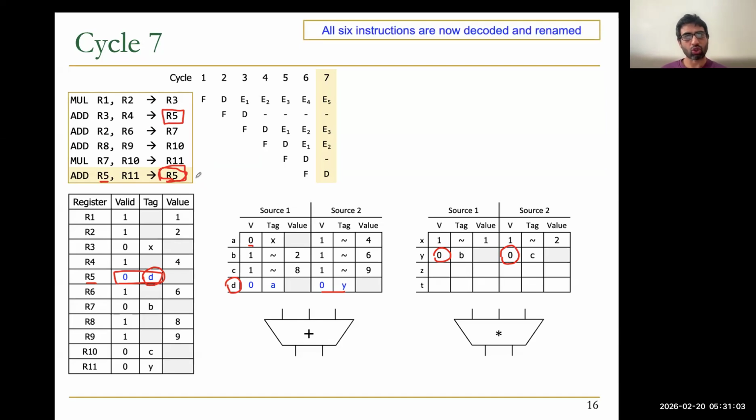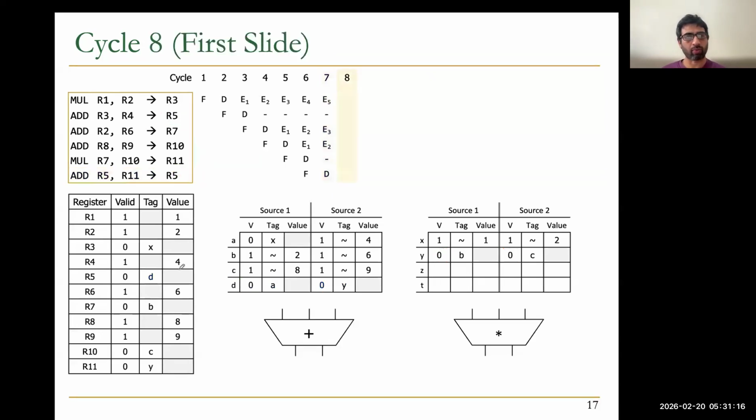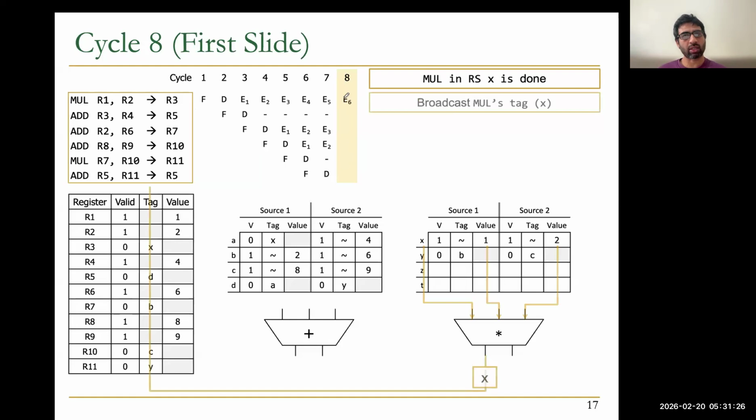So by this cycle, we have decoded all 6 instructions. Note that we renamed R5 twice. First it was renamed to tag A, and then to tag D. Now, interesting things will happen from here. In cycle 6, the multiply instruction enters the E6 stage.